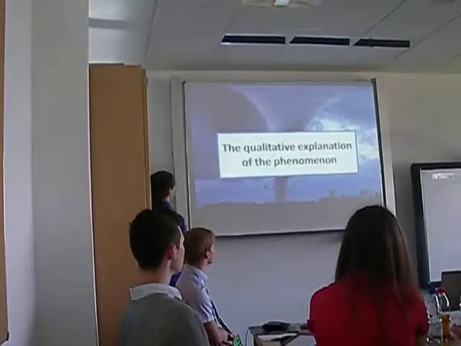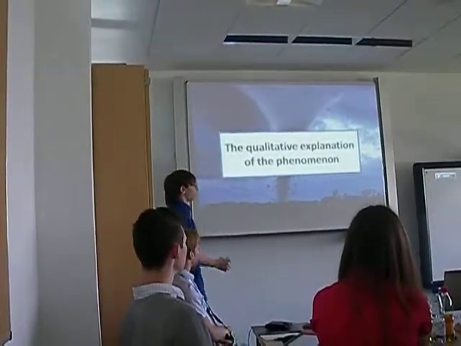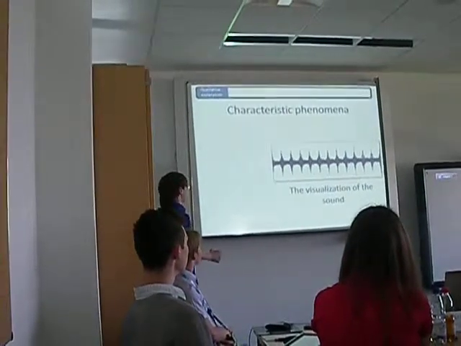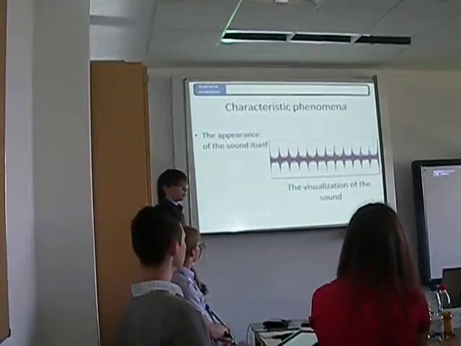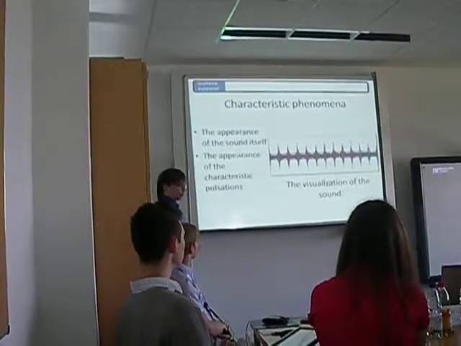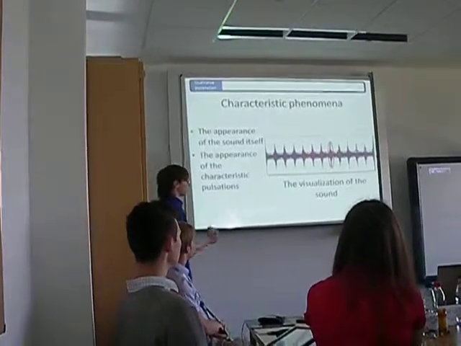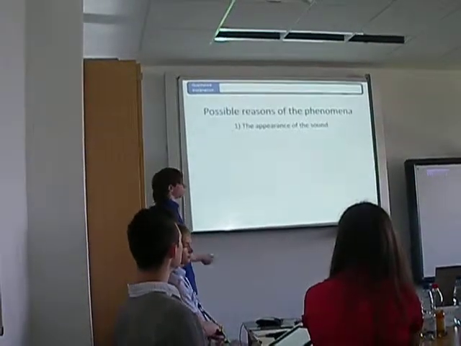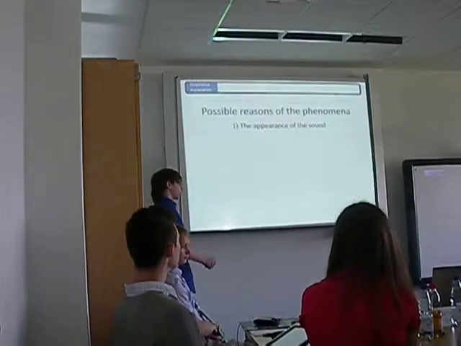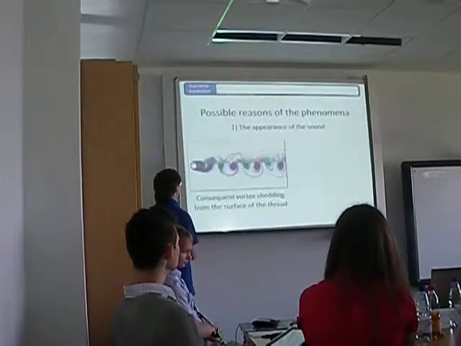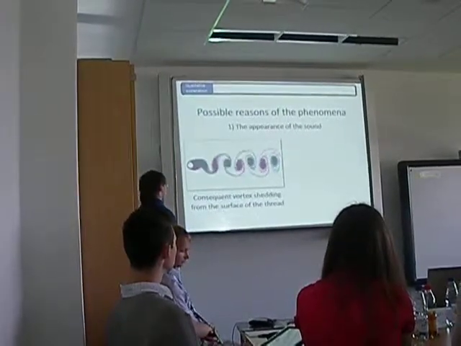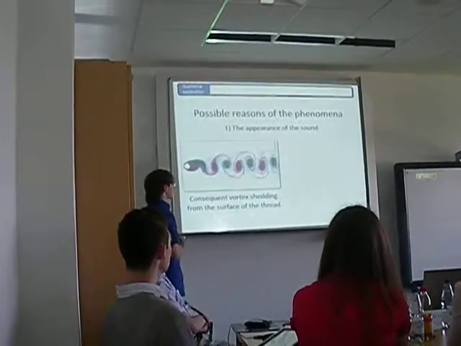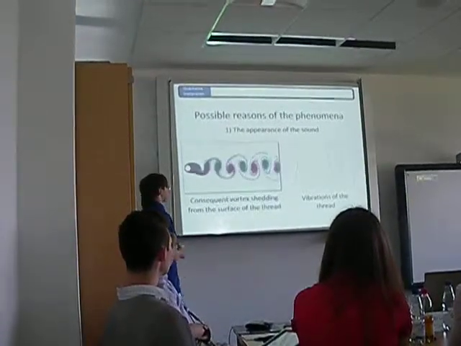So, first of all, let's start with a qualitative explanation of the phenomenon. Actually, we have two interesting phenomena in our problem. First of all, the appearance of the sound itself, and secondly, as you might hear, the appearance of characteristic pulsations. Now we are going to explain them. First, the appearance of the sound. There are two possible reasons for the sound. First of all, there is vortex shedding from the surface of the thread, also called Kármán vortex street, and secondly, there are the vibrations of the thread.